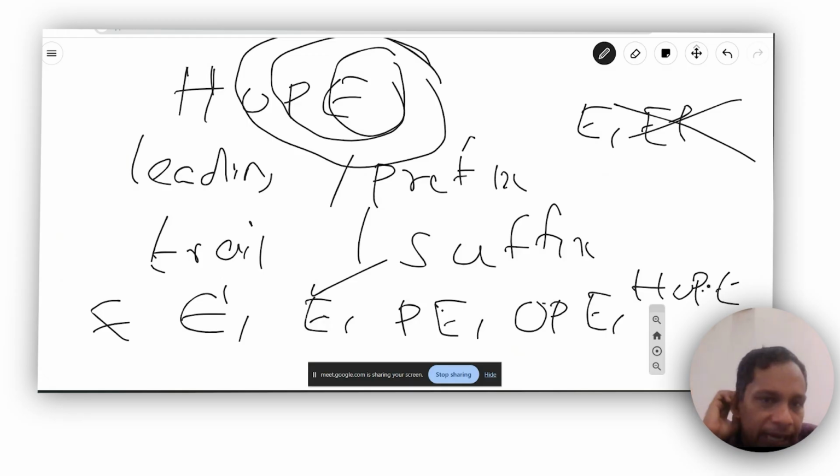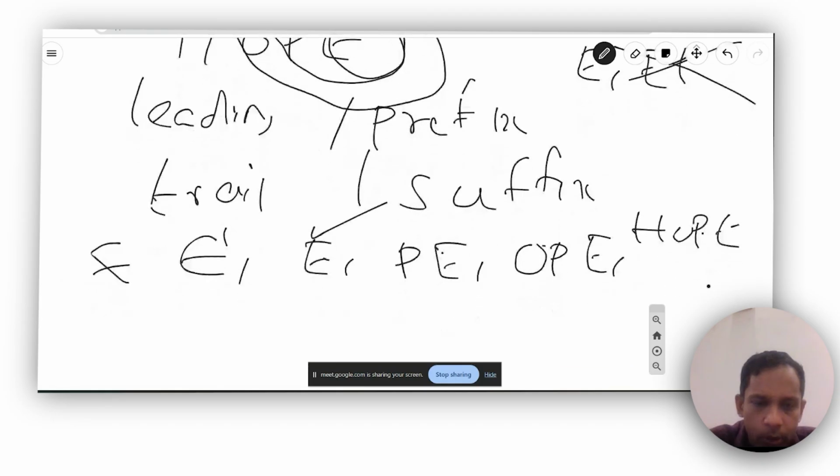Hope you are aware about leading. What is the leading here? Epsilon, H, HO, HOP, HOPE. Understood? So this is how you find out the leading as well as trailing. Leading is also called prefix. Trailing is also called suffix.